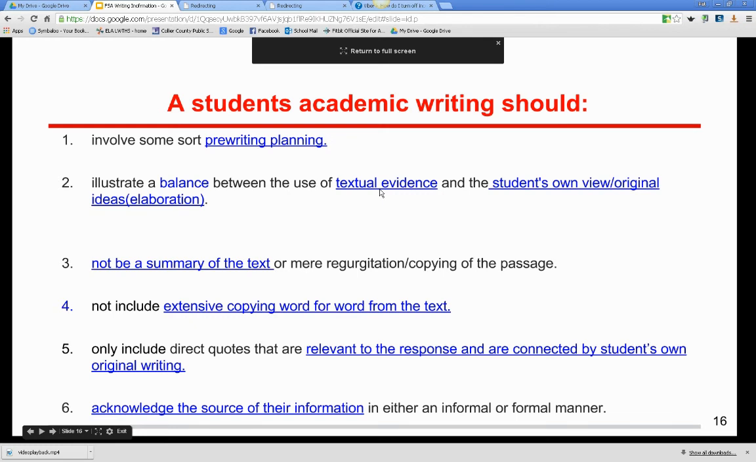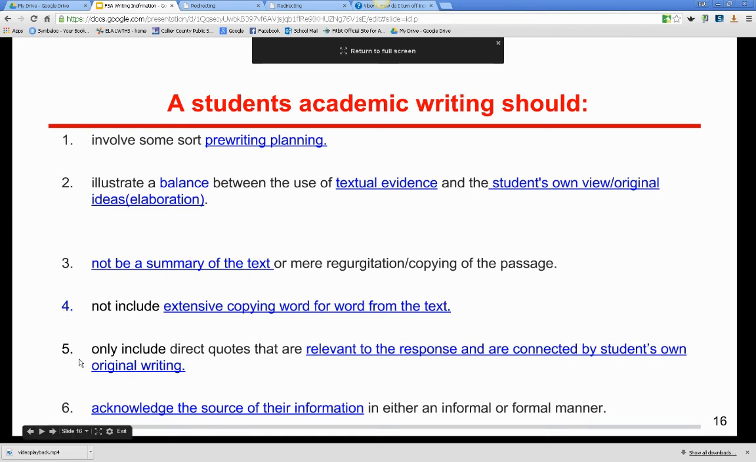Students need to be able to balance between textual evidence that they pull from their text and their own original idea or elaboration on that textual evidence. This one right here is where we're seeing a need for a lot of growth with our students. Their academic writing should not be just a summary of the text, unless that's what you intend for them to do. But if you are giving them a writing prompt and they have to respond to it, it should not include a summary of the text. It should not include extensive copying word for word from the text, and we've already gone through the whole plagiarism issue with the language arts classes.